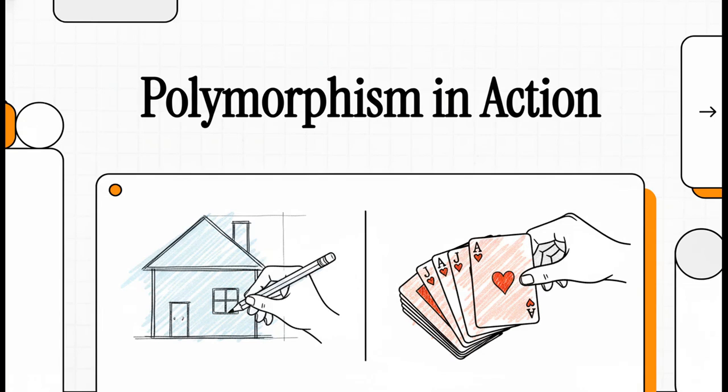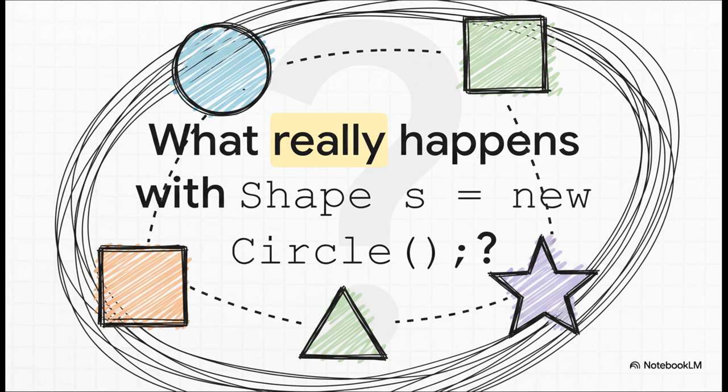You know how a single word, like play, can mean totally different things? It could mean playing a guitar, playing a game, or playing a role in a movie. Well, in the world of programming, we have this exact same idea, and it's called polymorphism. It's this amazing concept where one name can truly have many forms, and we're going to break down exactly how it works. And we're going to start with a bit of a puzzle.